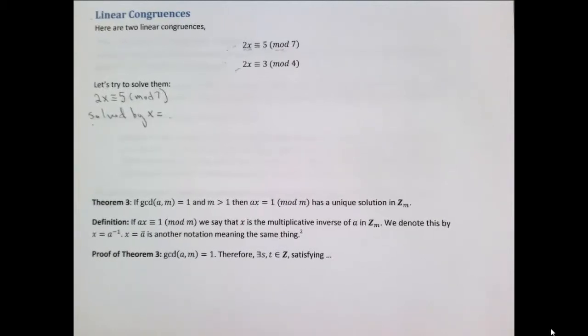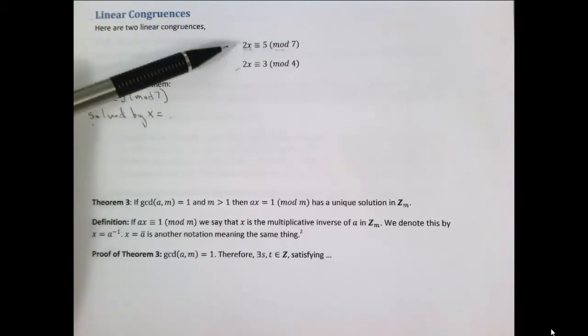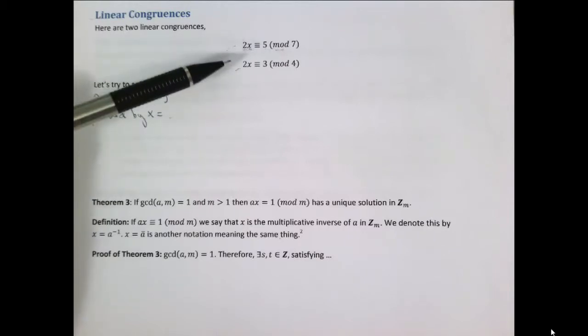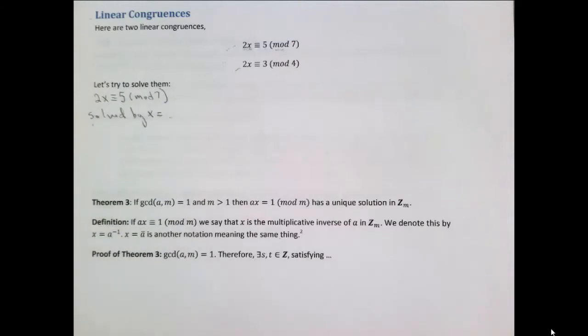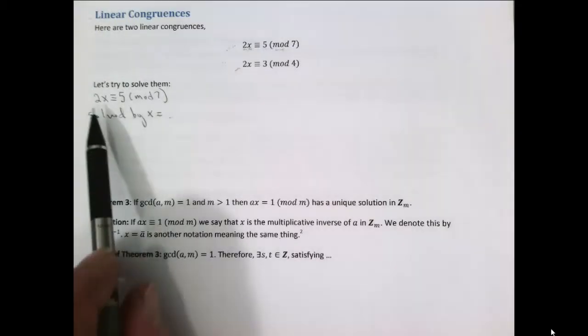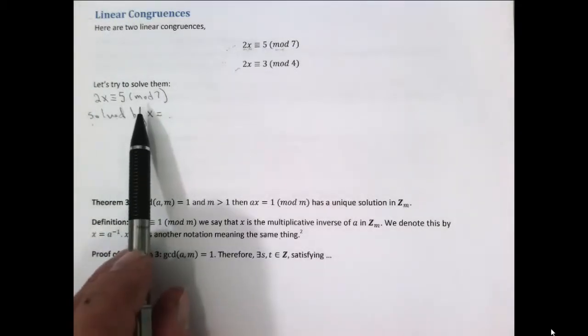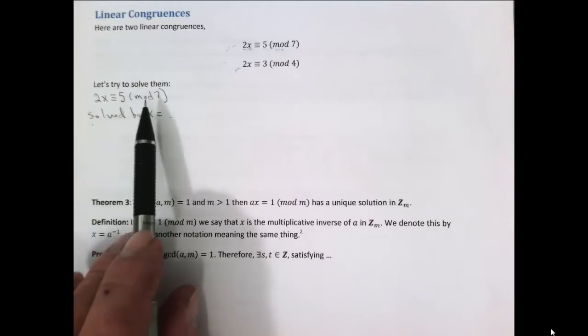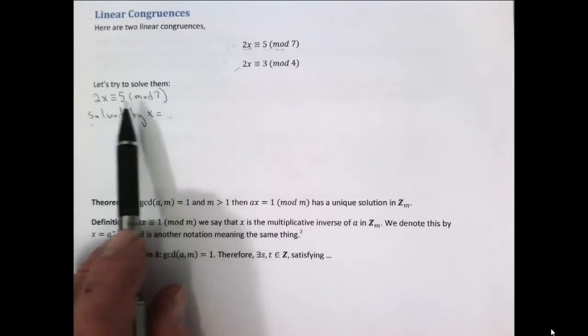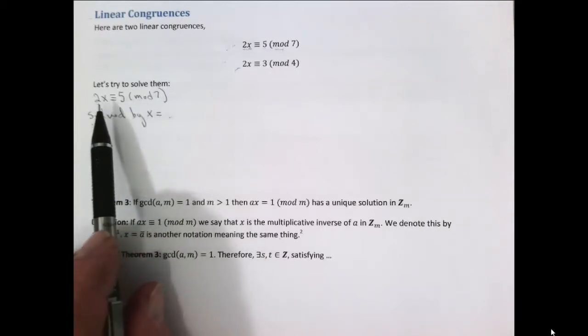Linear congruences are statements such as these: 2x is congruent to 5 modulo 7 and 2x is congruent to 3 modulo 4. In both cases, our goal is to find a value of x that will make the statement true. Now, let's suppose that we take the first one, 2x is congruent to 5 modulo 7. Well, when we're working modulo 7, there are only 7 congruence classes, 0 through 6. We can search for a solution to this congruence in the simplest way by trial and error.